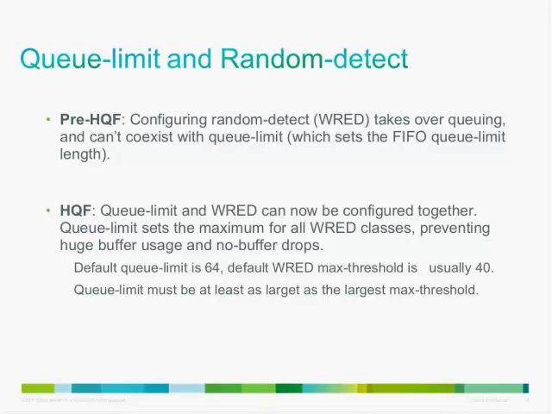The advantage with this is we can say, okay, we want to start dropping packets after the queue fills up to 40, and then we can decrease the probability. That way we can drop packets slowly, but we can buffer the traffic, so we can slow down our congestion avoidance mechanism with this. So now with HQF, we can configure both queue limit as well as random detect on a particular class.